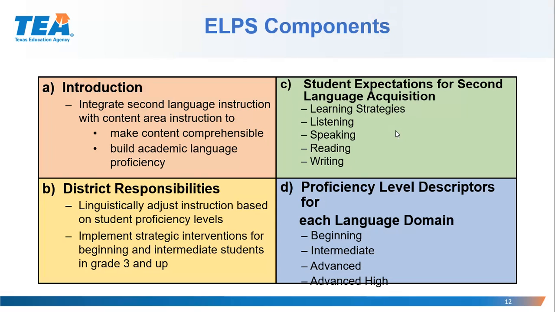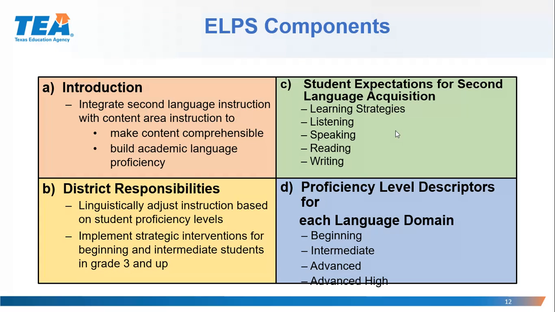The ELPS components, as seen in this chart: Section A provides the rationale for standards and their integration into all subjects of the foundation and enrichment curriculum. Section B sets forth the instructional framework: one, to know the student's proficiency level; two, to use that information to linguistically adjust content area instruction; and three, to intervene in especially intensive ways to accelerate second language acquisition.